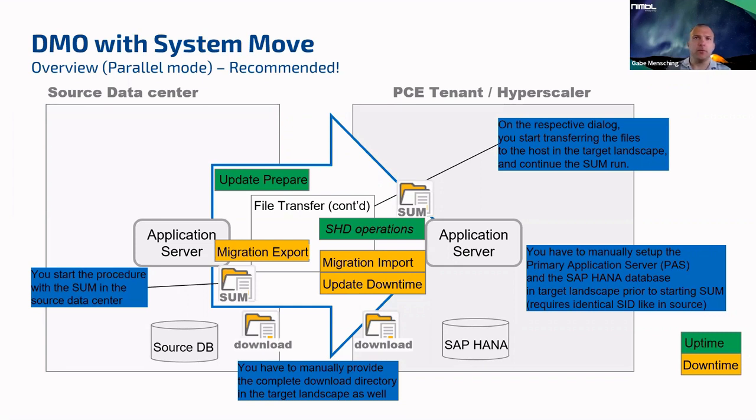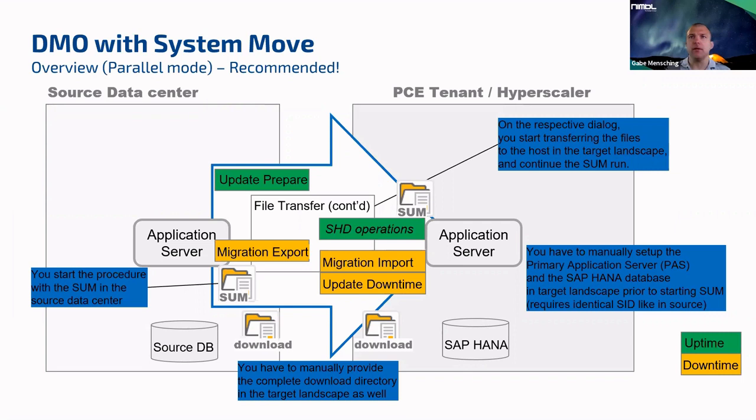Next is the parallel mode. Parallel mode is the recommended approach from SAP. So this transfer mode is based on a continuous data transfer to the target. You'll run the procedure in your source system until you get to a specific dialog in the Software Update Manager. And this is all still in uptime. So from a production standpoint, you're still able to do all your operations in your ECC system and operate as usual. Once you define the parallel mode, you then start a synchronization of your SUM folder from the source to the target.